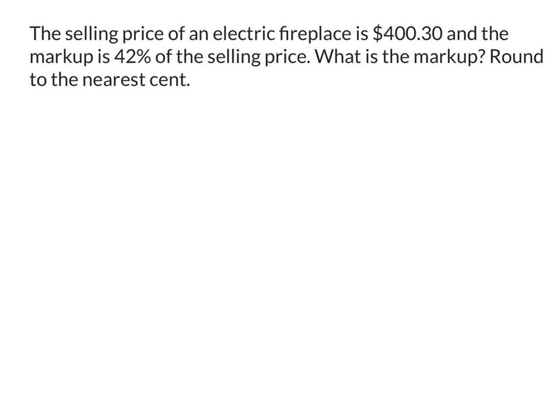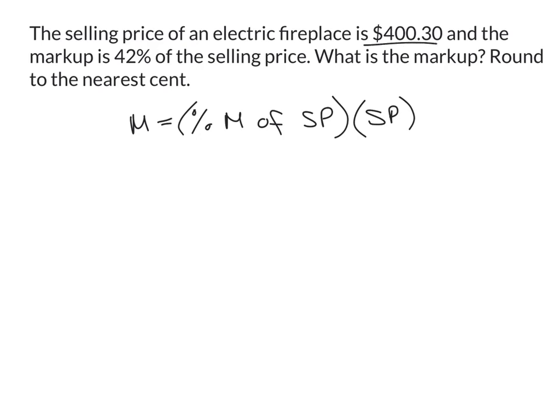The selling price of an electric fireplace is $430, and the markup is 42% of the selling price. What is the markup? Round to the nearest cent. The formula is the markup equals the percent of markup on selling price, or of selling price, times the selling price. And for our purposes, M equals markup and SP equals the selling price. For our problem, we're told that the selling price is $430 and that the markup is 42%.